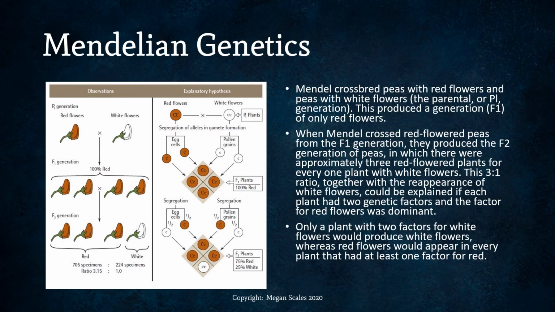So how did he do this? He crossbred peas with red flowers and peas with white flowers. This produced the next generation. And he discovered the dominant and recessive factors or traits in these pea plants by breeding and crossbreeding over and over with his experiments.